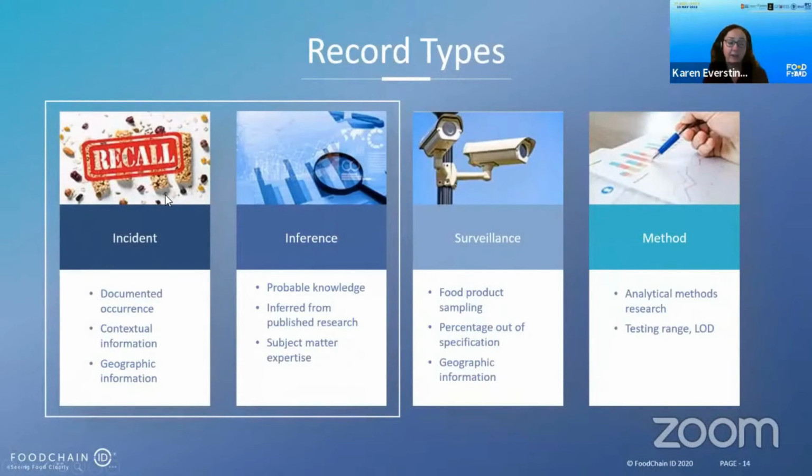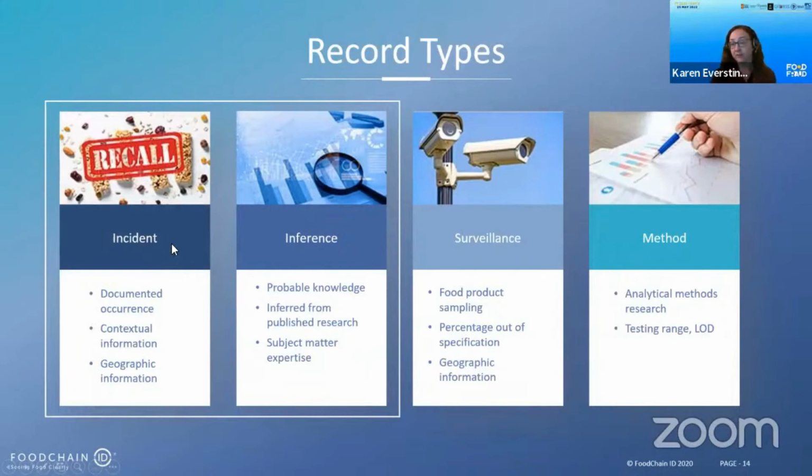And so when we are standardizing food fraud risk information, these are the primary two record types. So incidents, which is an actual documented occurrence of fraud. There is some contextual information about when and where and all of that. And then what we call inference records. So this is the probable knowledge of fraud. It is often inferred from published research or subject matter expertise, some other source of information about fraud risk.